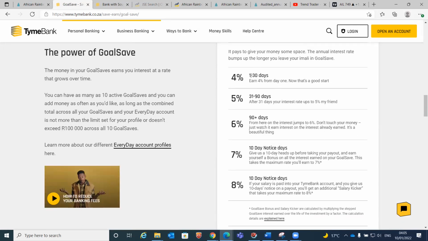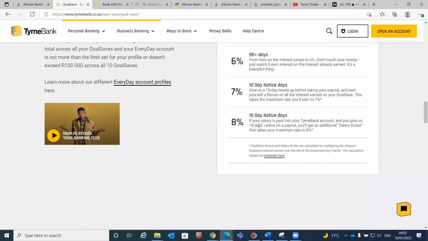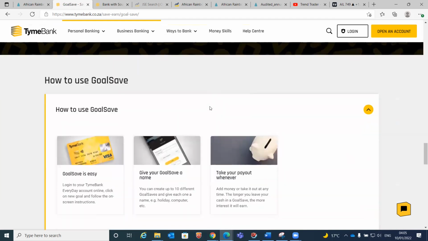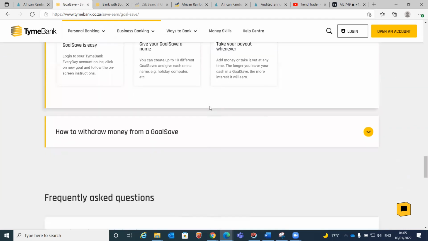So in the first 30 days, you get up to 4%. And then from there up to 3 months, you get 5%. More than 3 months, you get 6%. And then if you give them 10 days' notice to access your savings, then you get up to 7%. And then once again, if your salary is deposited into your TymeBank account, you get that extra 1%, which bumps up your interest to about 8%. So I think this is a good thing that you can use.